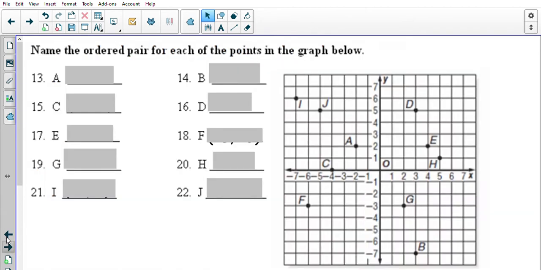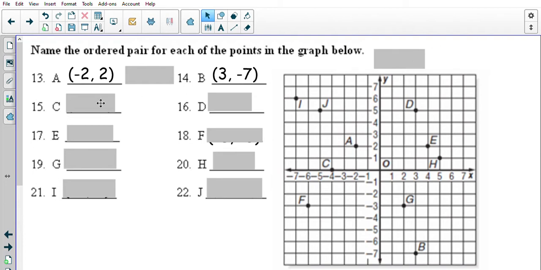All right, our next set of questions ask us to name the ordered pair for each of the points from the graph. So let's go ahead and do that. Let's locate point A. Point A is right here. We go left 2, up 2, so that will be negative 2, comma 2. It does not ask for quadrants here, which is nice. Point B, let's locate that one. That one's here. We go right 3, down 7, so this will be 3, comma negative 7.